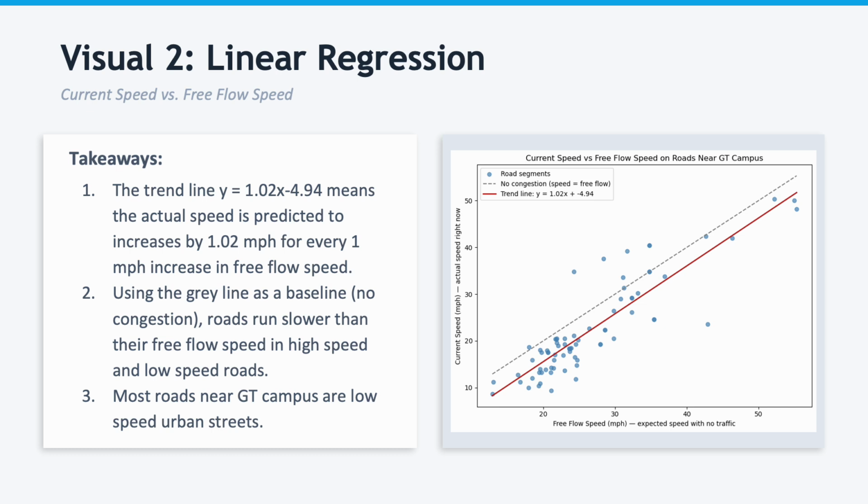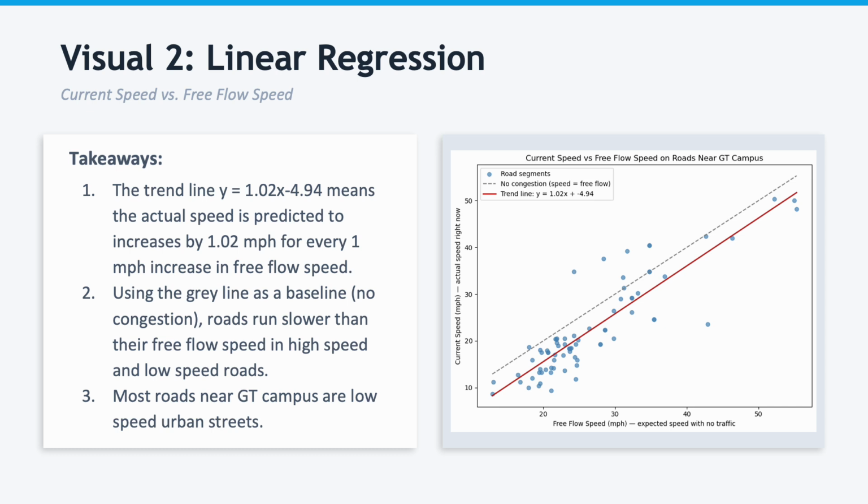So on our x-axis, we have the free flow speed, which is our expected speed without any traffic. And on the y-axis, we have the current speed. So this trend line of y equals 1.02x minus 4.94 means the actual speed is predicted to increase by 1.02 miles per hour for every 1 mile an hour increase in free flow speed.